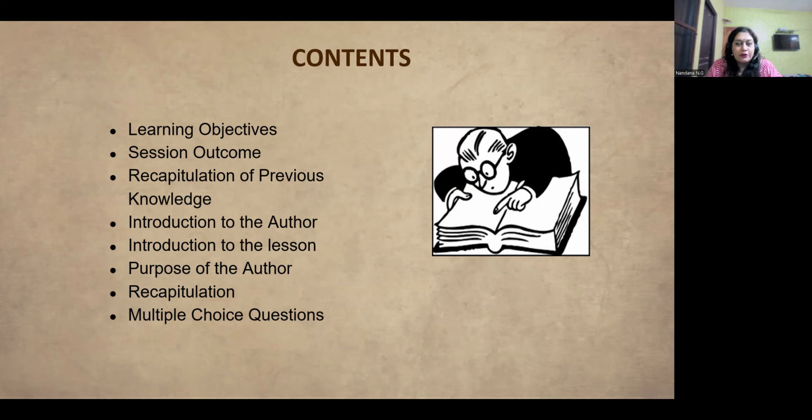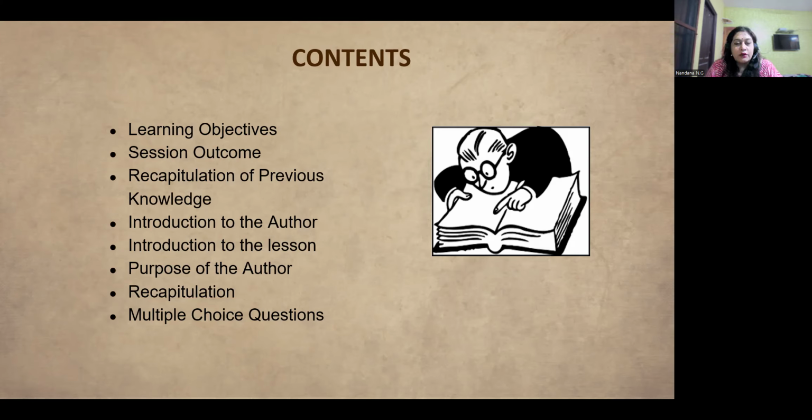And a recapitulation of previous knowledge is very, very important. This I have been reiterating time and again. Recapitulation means trying to remember what we know previously. All of us know something about everything. Yes, there are certain cases where we are not aware of anything at all. But whatever knowledge we have, the previous knowledge, definitely it will help us to understand the future knowledge that we are about to accumulate. And then we shall proceed to the introduction of the author.